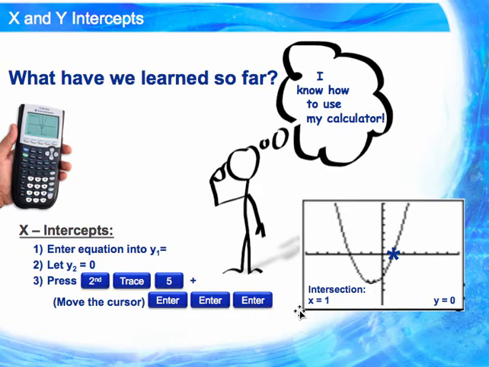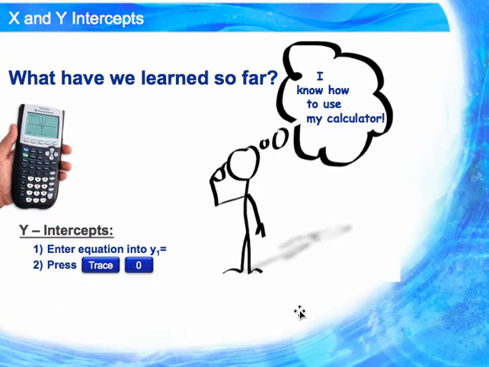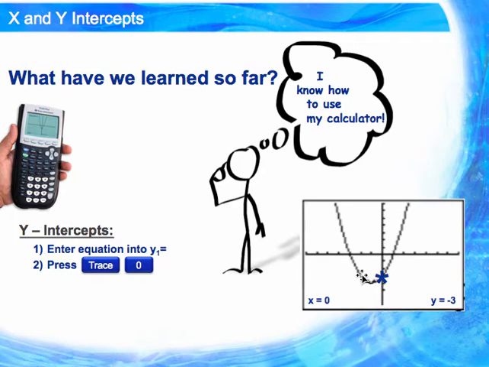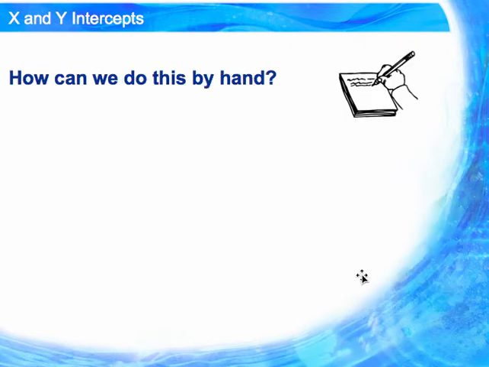Then you also learned how to find y-intercepts simply by typing your equation in and pressing trace and 0 as your key combination, and that showed you the y-intercept. So in this example here, you had (0, -3). But the focus of this video is not to show you how to use your calculator, but to show you how to find these x and y intercepts by hand.